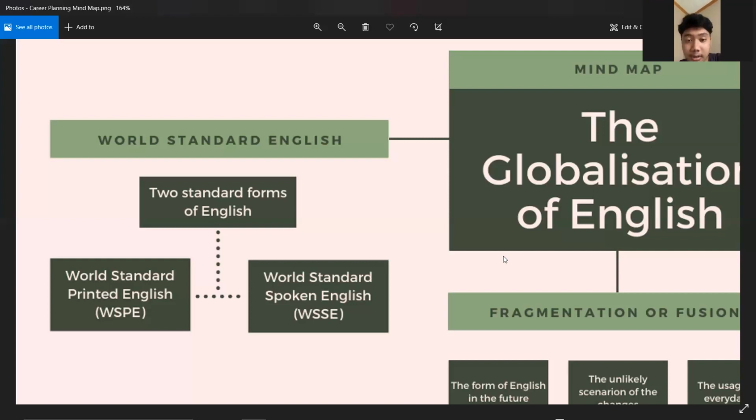So according to Crystal, in the future, people will understand or qualify these two kinds of standard forms of English. And next will be explained by my friend.